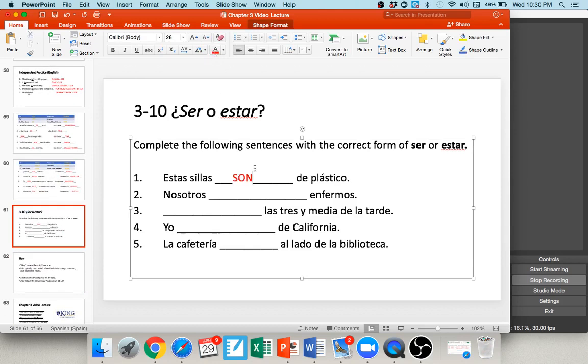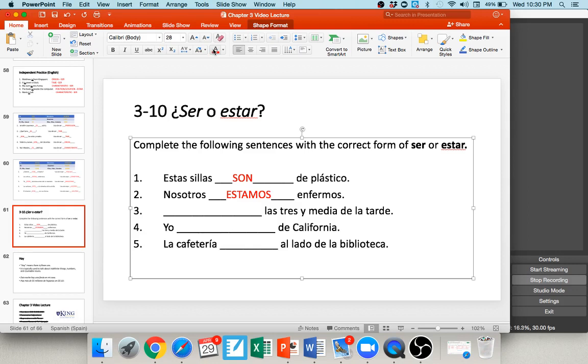Let's do another one. Nosotros blank enfermos. We are sick. Enfermos fell under place as a condition, and therefore we're using estar. The estar word to go with nosotros should be estamos. I want you to take a moment, pause your audio, and give this a try.